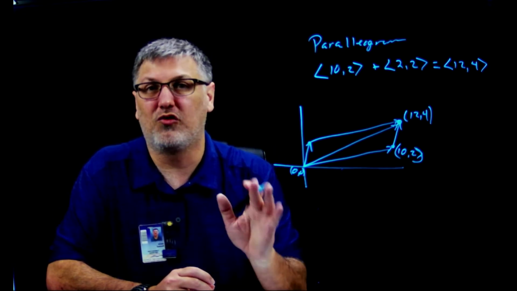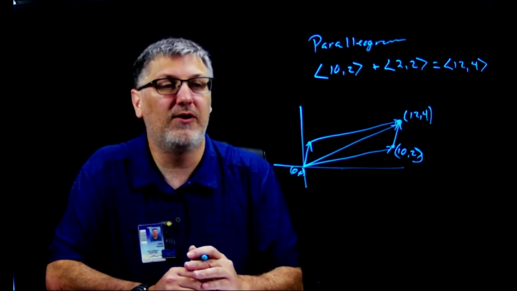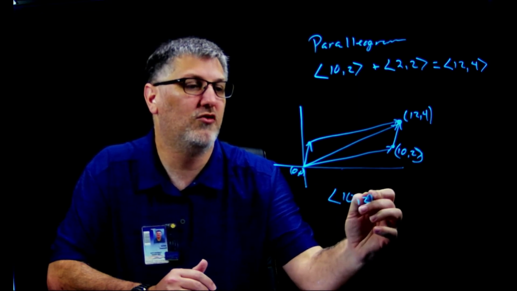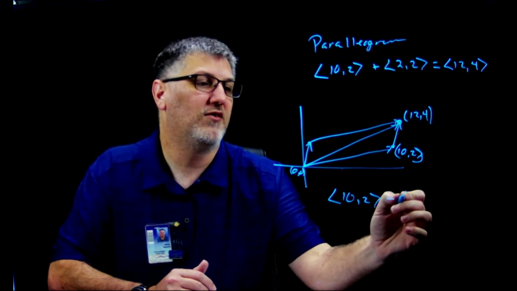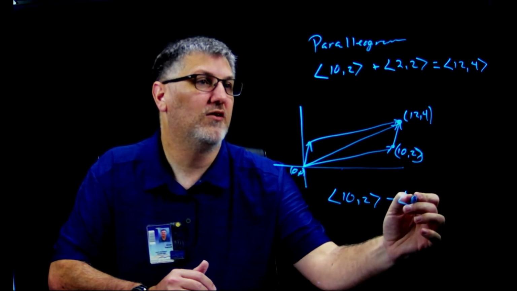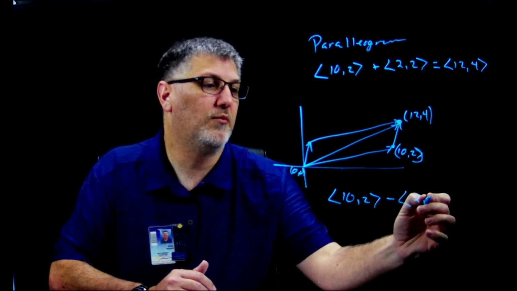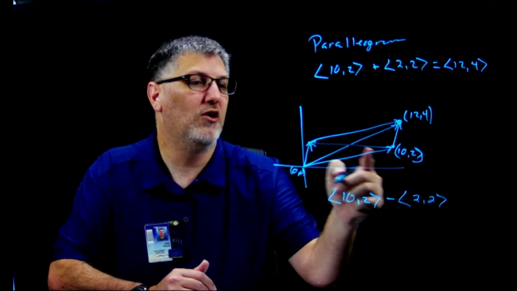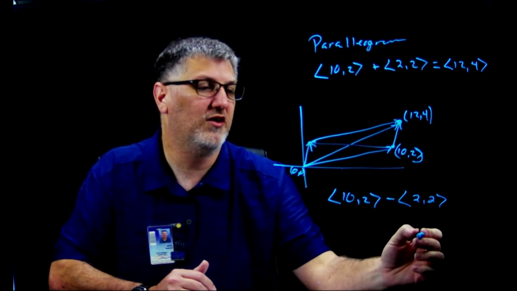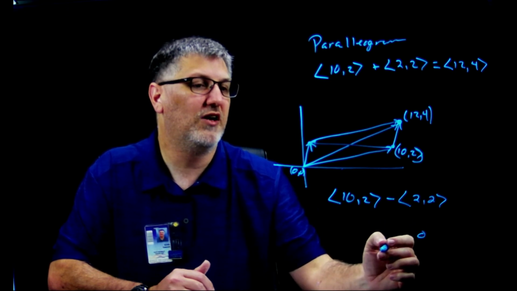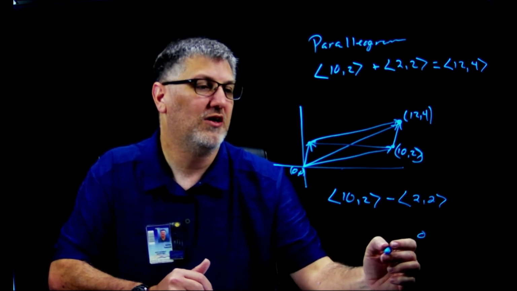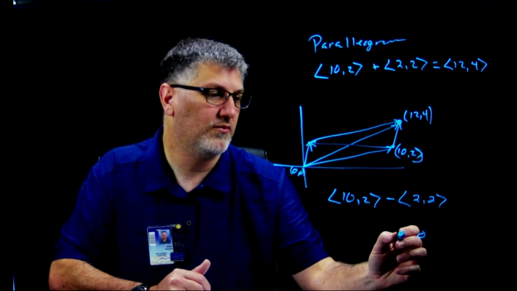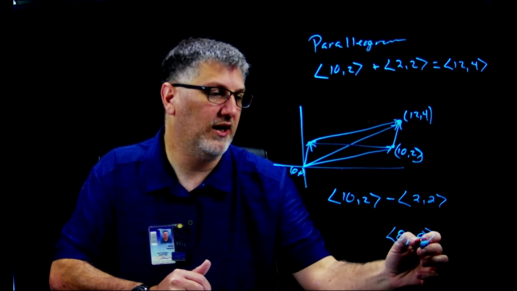Say we wanted to subtract though. You can still use the parallelogram method to subtract. Say we wanted to do 10, comma 2 minus 2, comma 2. It's just this other diagonal coming right here. Well, we know the change in my y direction is 0, and the change in my x direction is going to be 8. So that vector would be 8, 0.